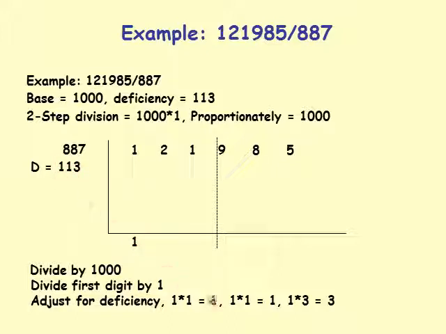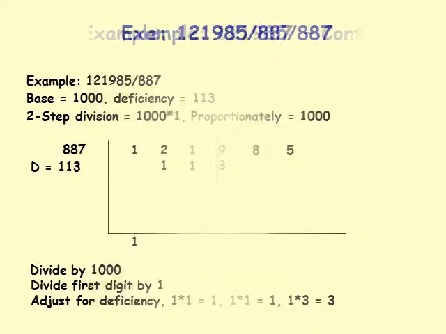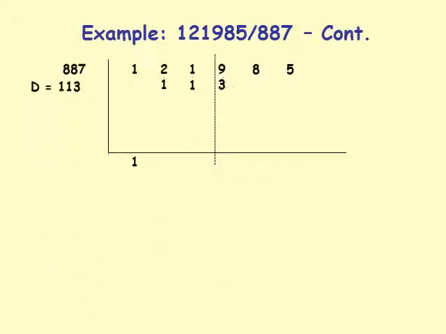So 1 times 1 is 1. 1 times 1 is another 1. 1 times 3 is 3. So this is my first adjustment digit. This is my second adjustment digit. This is my third digit of the adjustment. Okay, let's continue here. Now next column we have a 2 plus 1.